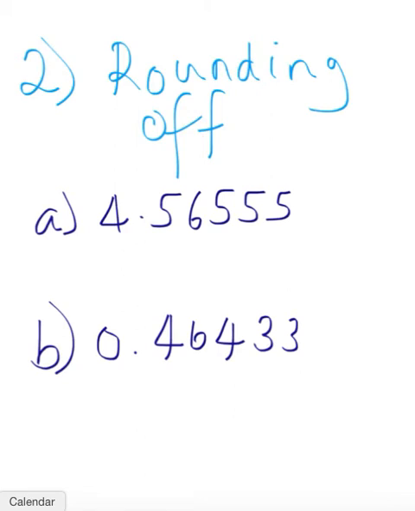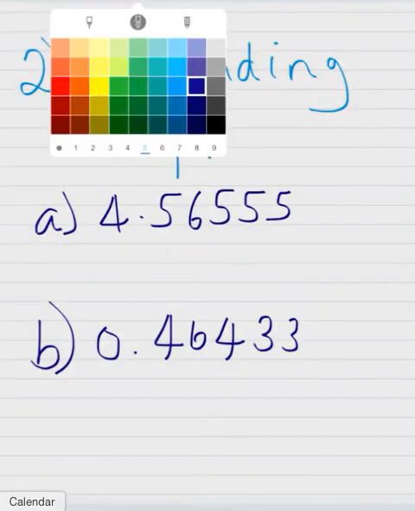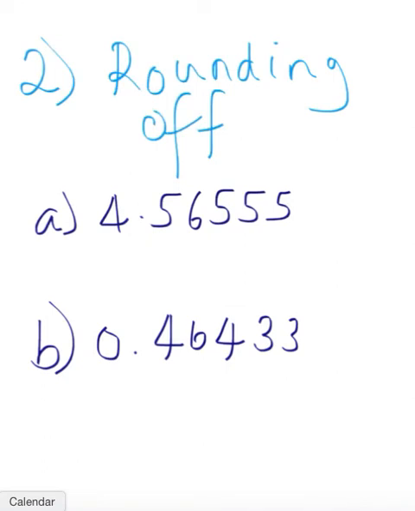So let's do the first 2. With A, we are rounding off, remember, to 3 decimal places. So your first step is, if you're not sure how to do this, you count. Decimal places means numbers after the decimal point. So there's our decimal point, and now count 3 numbers after that. So we've got 1, 2, 3. And that is all we are going to keep.